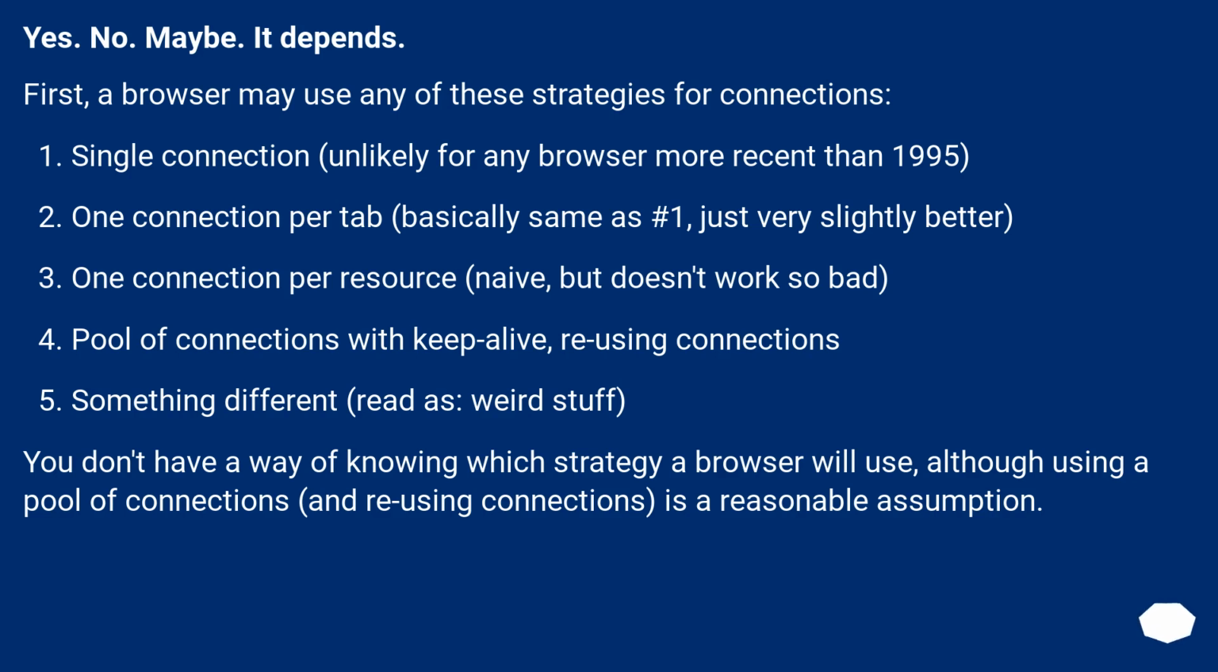Four: pool of connections with keep-alive, reusing connections. Five: something different, read as, weird stuff. You don't have a way of knowing which strategy a browser will use, although using a pool of connections, and reusing connections, is a reasonable assumption.